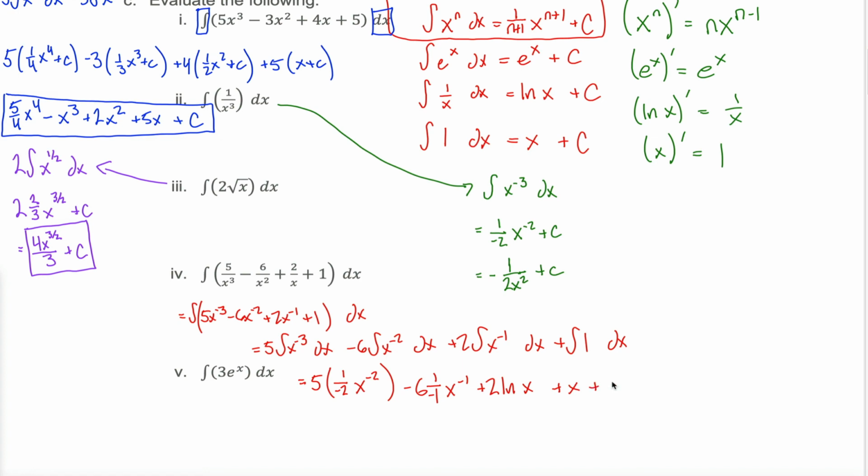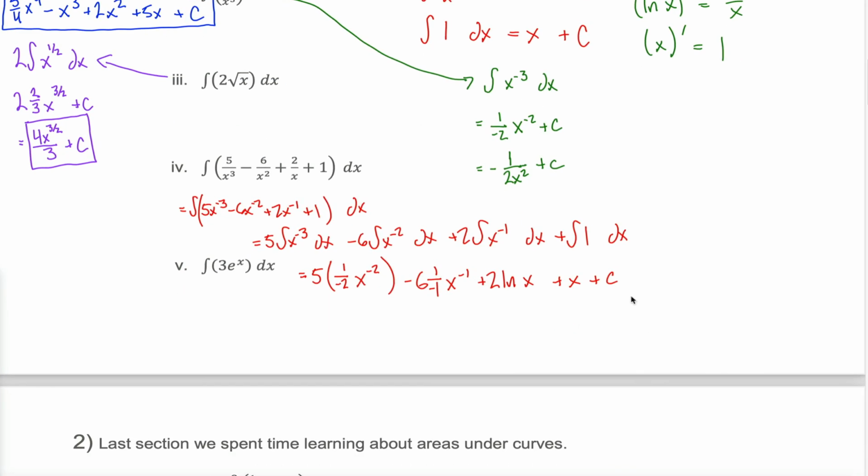I remember to tack on the plus c, and I could be done, although, again, it's kind of ugly, right? Maybe it's worth cleaning this up a little bit. I could rewrite this term as negative 5 divided by 2x squared. Make sure you can follow where all the different pieces are going. I could rewrite this term as positive 6 over x.